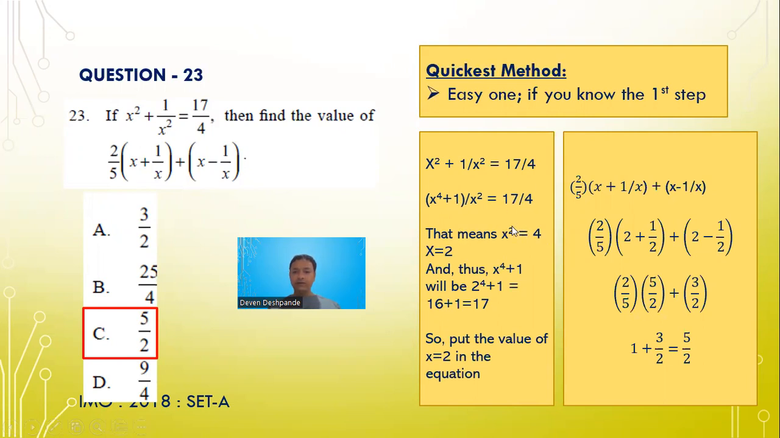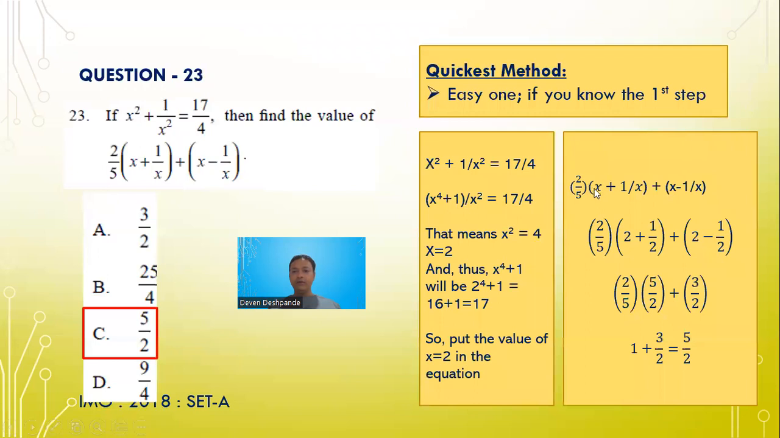So x square, when x square is 4, what is x? It is 2, because 2 square is 4. And then x raised to 4 plus 1. X raised to 4 plus 1 is 2 raised to 4 plus 1. What is 2 raised to 4? 2 raised to 4 is 16 plus 1 is 17. Okay. So x is equal to 2.